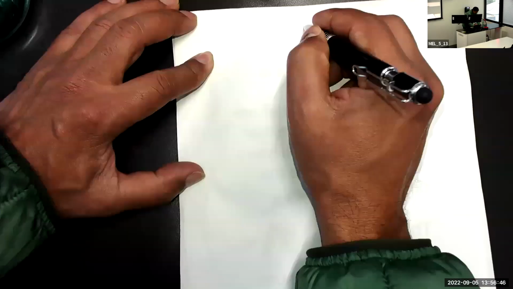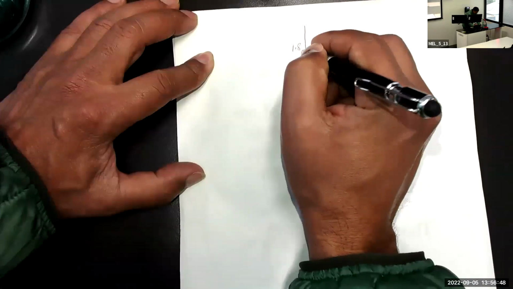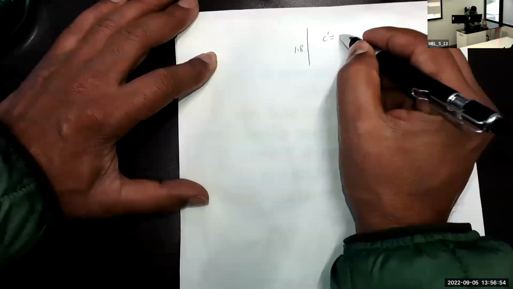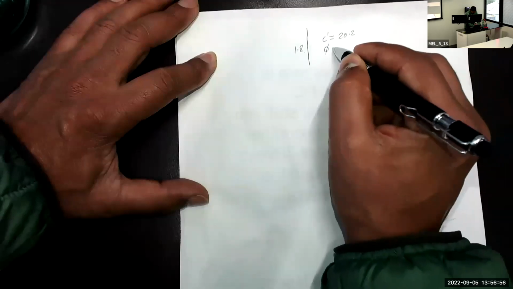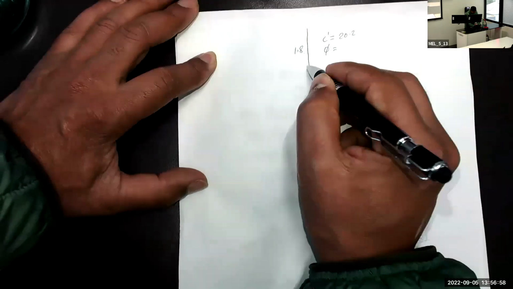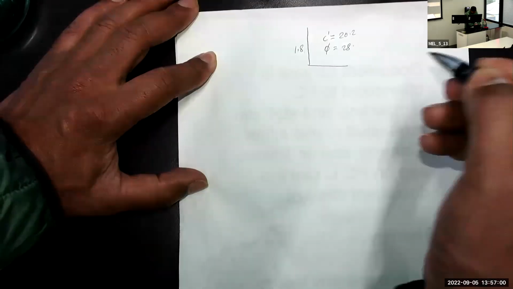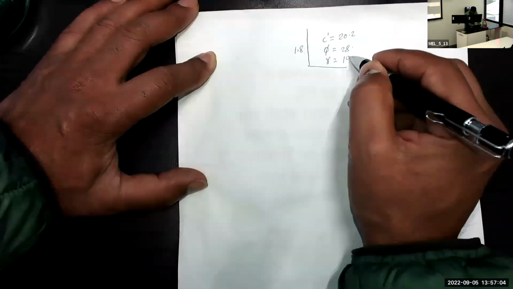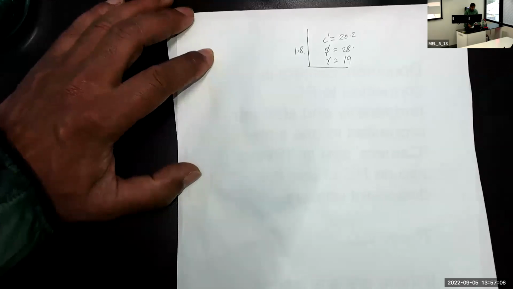So now we draw this 1.8 meter. What is the C value there? 20.2, sir. Phi is 28. And then there is gamma, 19. Now, first trial.